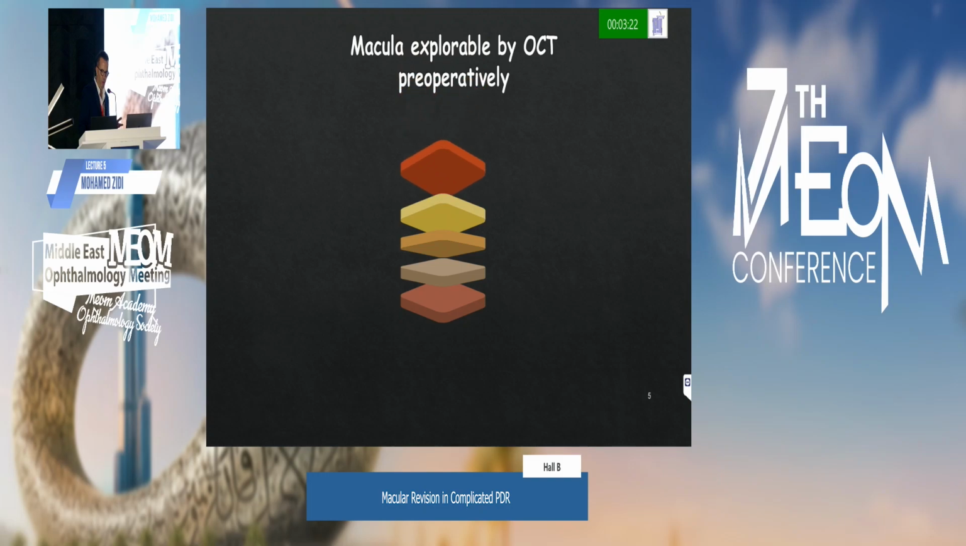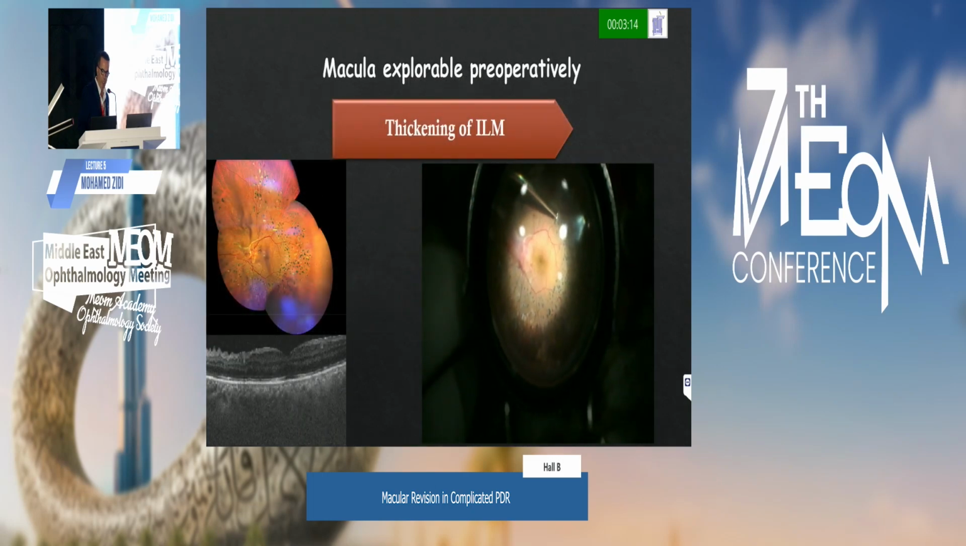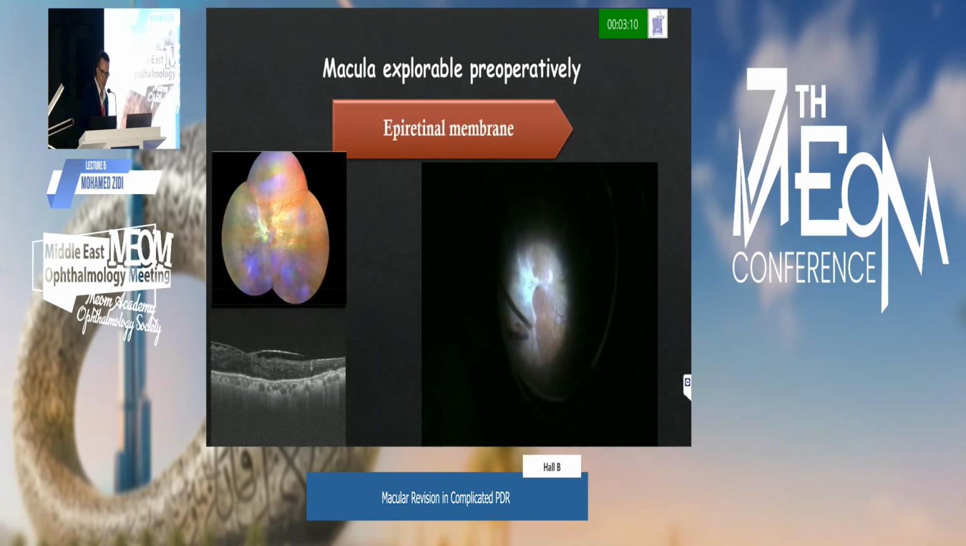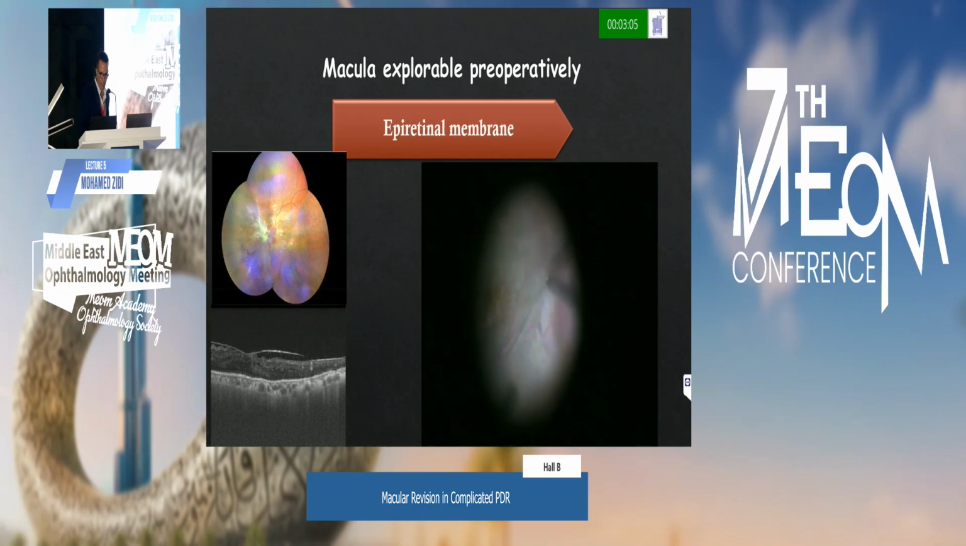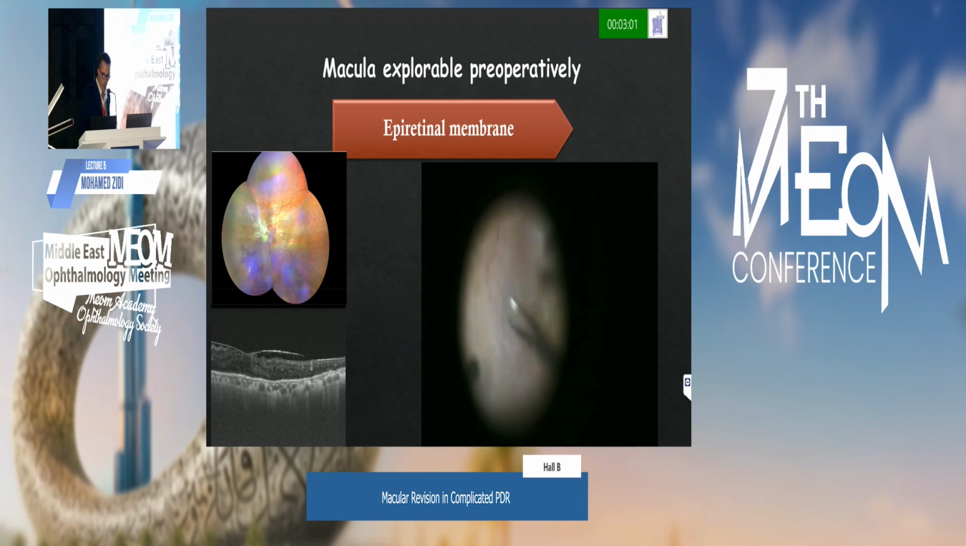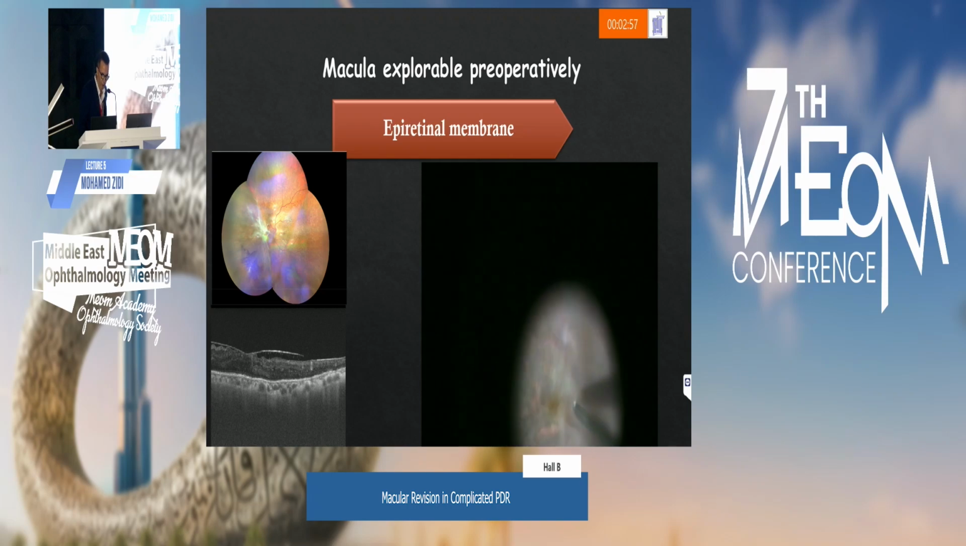When you have the possibility to explore the macula, the OCT is the key to diagnose some different aspects of the macula, like here with the thickening of ILM, and here with epiretinal membrane for the localized vial in nasal, and of course the dissection of the macular membrane. It's very mandatory.